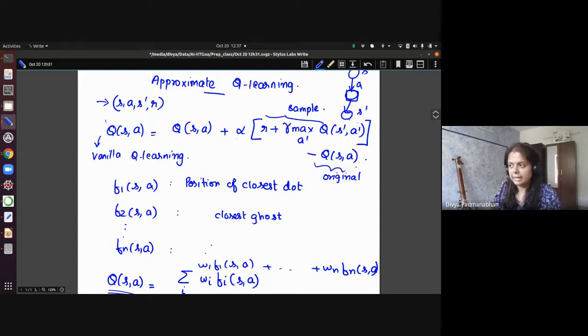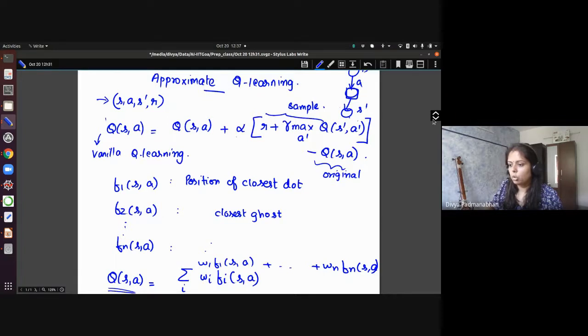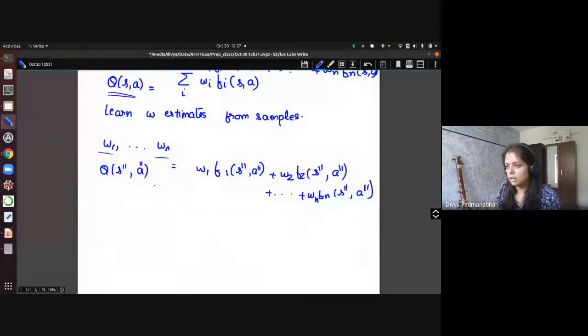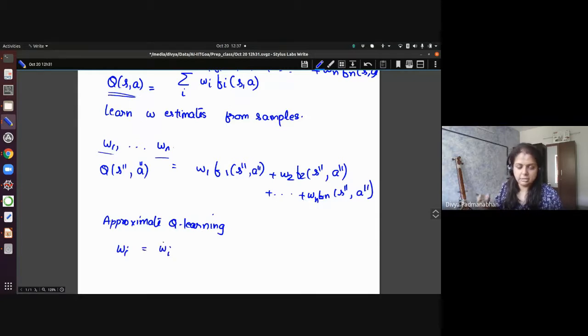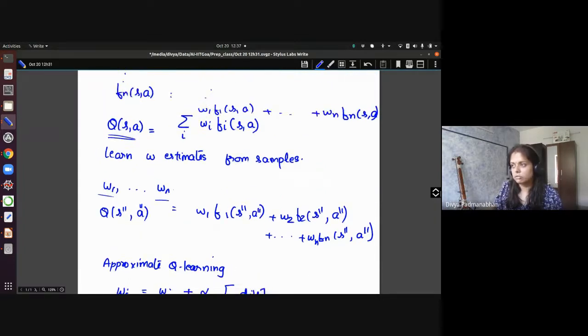Vanilla Q-learning had this kind of an update. Now, what you're going to do in approximate Q-learning, you will update the W's. So you will update each Wi like this. You'll have your current estimate plus alpha times some difference term. Okay, so I will tell you what this difference term is.